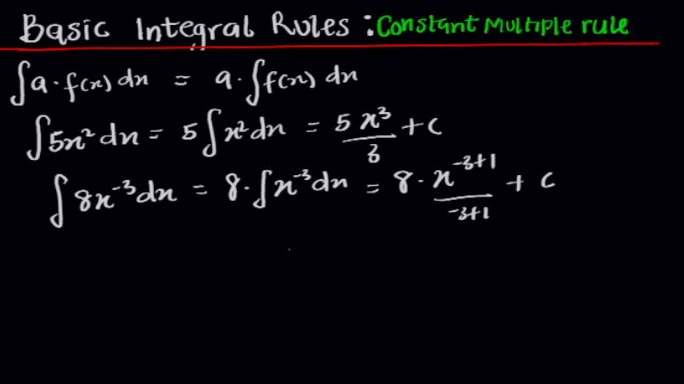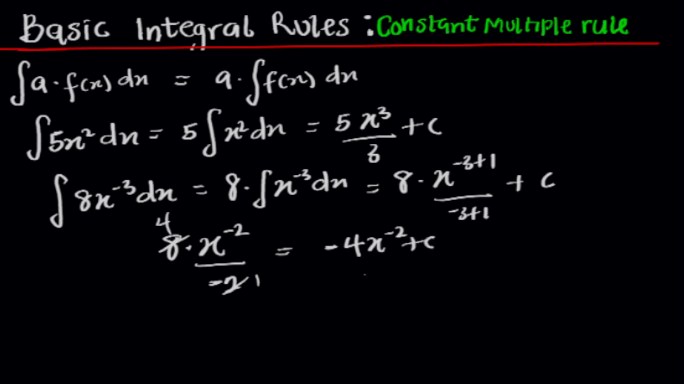So if we simplify this expression further, we're going to have 8 multiplied by x power minus 2 divided by minus 2. So 2 goes in 8, that's 4, and 2 goes in 2, that's 1. So we are going to have minus 4 x power minus 2, then plus c. You can also write everything here as minus 4 divided by x squared plus c. It's still the same thing. So that's just it.